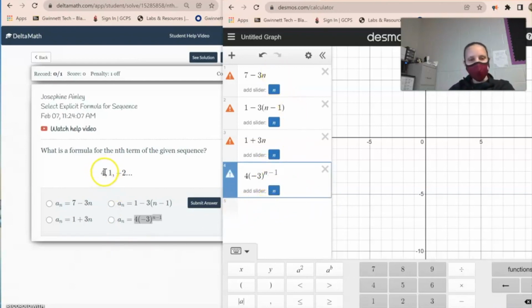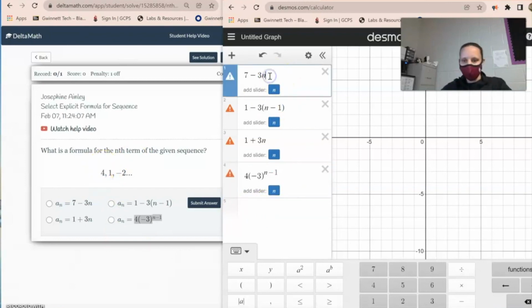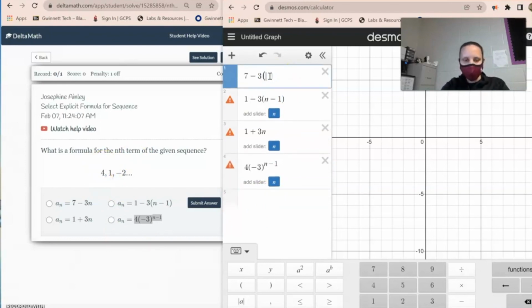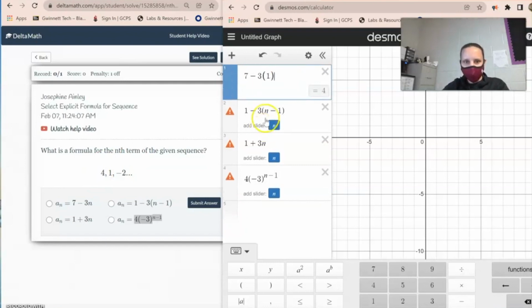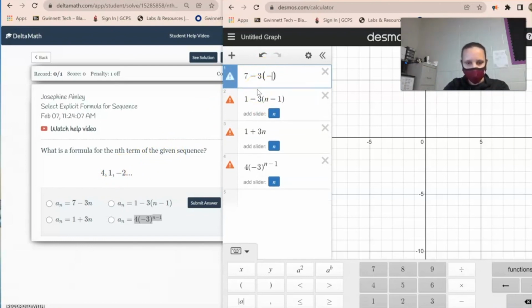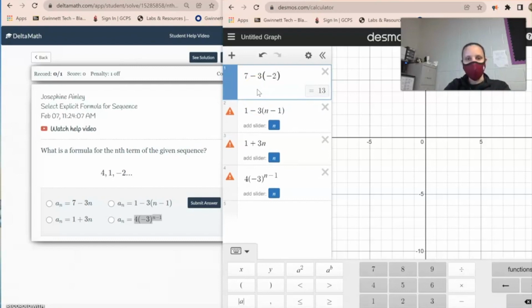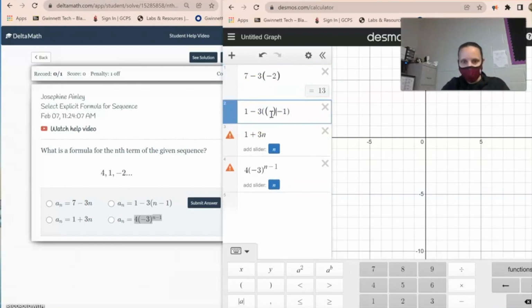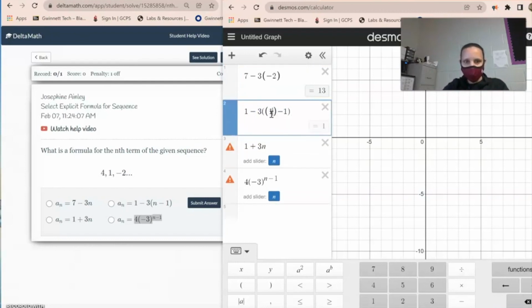And now I'm going to say when n is 1, do I get 4? So I come right here, and I do 1. Did I get 4? I did. All right, what about the second term? So if I put the second one, will I get 1? So if I put 2, do I get 1? I do. And if I put 3, do I get negative 2? I don't. Okay, so A is not the answer. So now I'm going to check B. Wherever I see n, put it in parentheses. I'm going to put the first term. Do I get 4? I don't, so it's not that one.